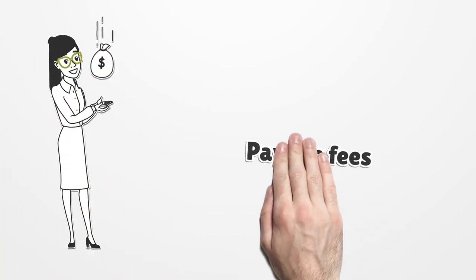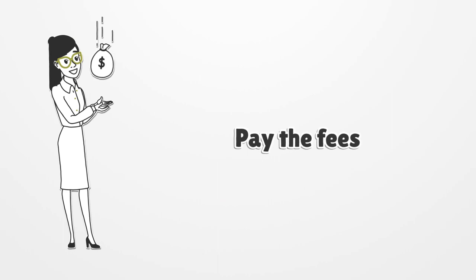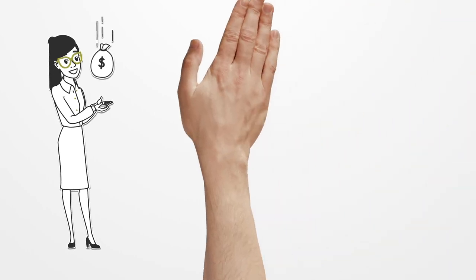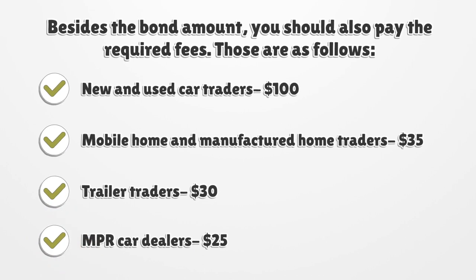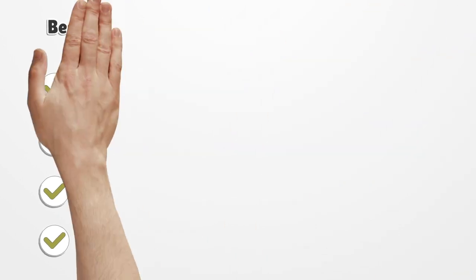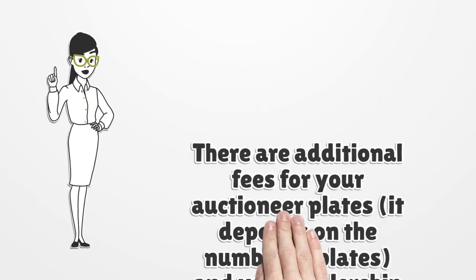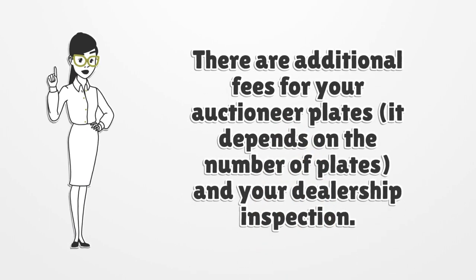Pay the fees. Besides the bond amount, you should also pay the required fees. Those are as follows: new and used car traders $100, mobile home and manufactured home traders $35, trailer traders $30, MPR car dealers $25. There are additional fees for your auctioneer plates and your dealership inspection.